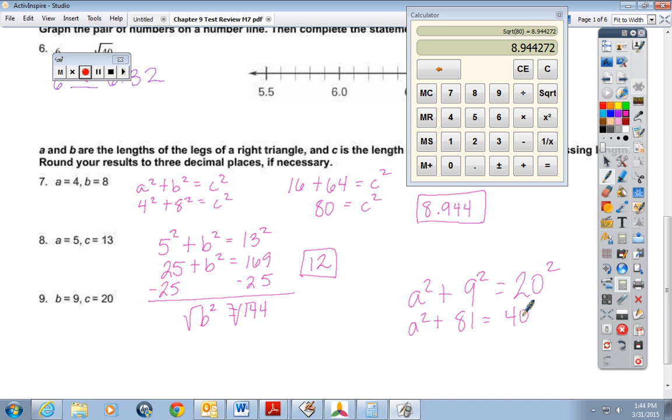71 from both sides, I get that. Is that my answer? I have to do what? I have to take the square root, which ends up being that. If I round it to the third decimal place, it's going to end up being 17.861.